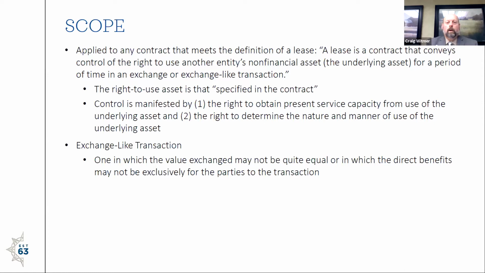So you may have the rights to use something, but if it's not exclusive to you and you don't control that underlying asset, then it doesn't meet the definition of a lease. And you may have some things today that you call a lease that don't meet that part two of the definition. So that's something to keep in mind as you examine your lease transactions or your potential leases, understanding what that definition is.